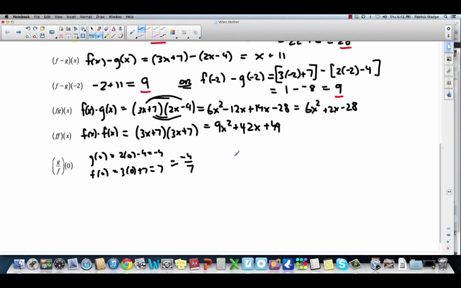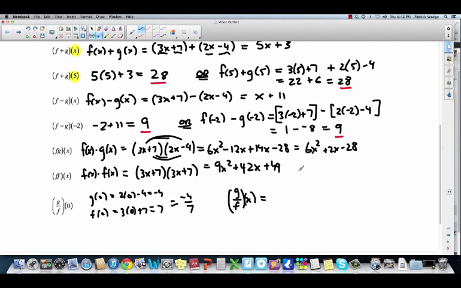The other way you could have done this one is you could have figured out what g divided by f of x is, and then substitute in the 0 after. So in this case, it'd be practically the same thing. Maybe I'll leave that for the example on the next page.